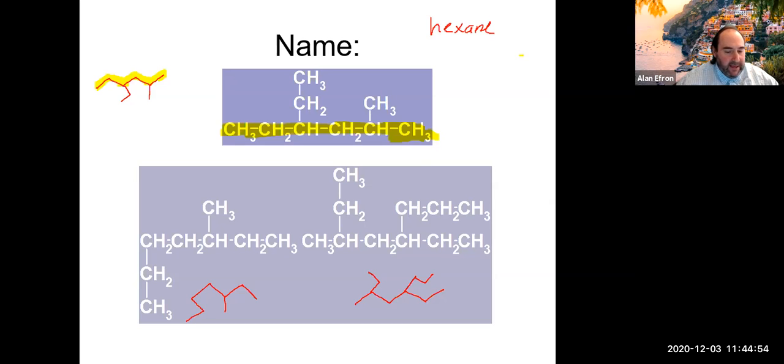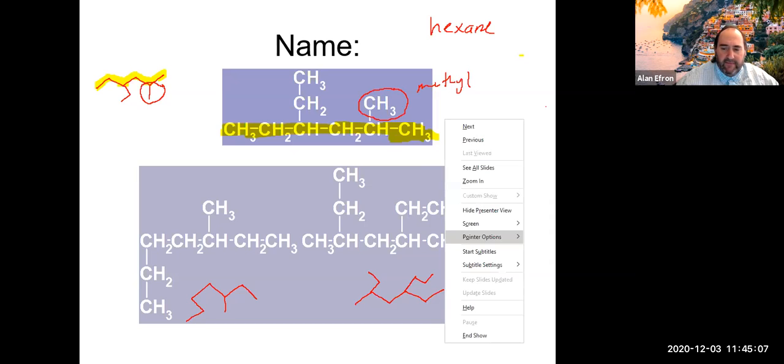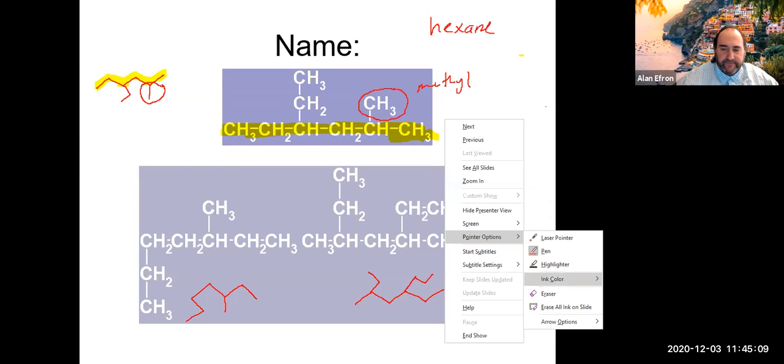At this point, we then have a couple of groups attached. We got a methyl group here, which is this group right here. And it's a one carbon group, as you can see. We also then have another group attached there.